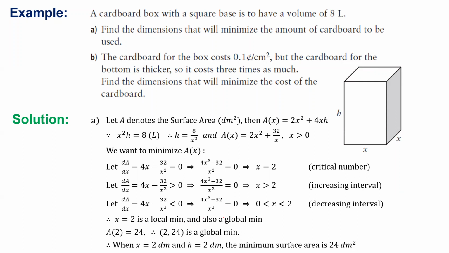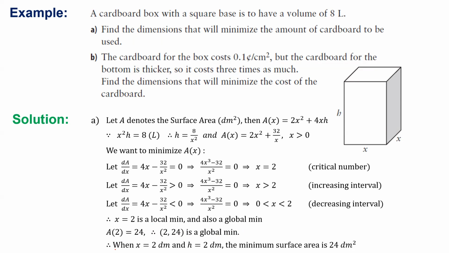And it is also a global minimum, because before that point the function keeps decreasing, and after that the function keeps increasing. Therefore, you can imagine that point is not only a local minimum, but also a global minimum. We find this global minimum by substituting x equals 2 into A(x). Then A(2) equals 24, so we know 24 is a global minimum.